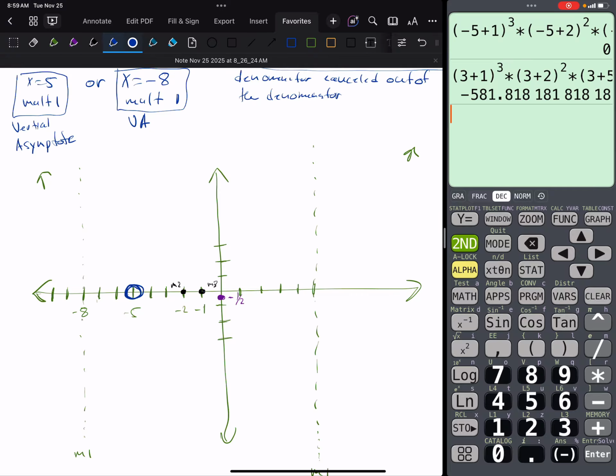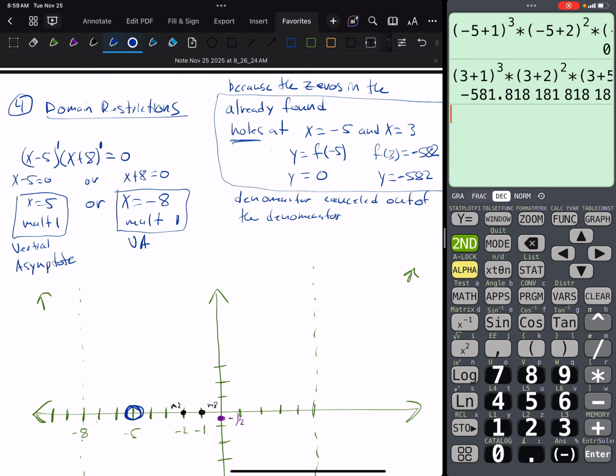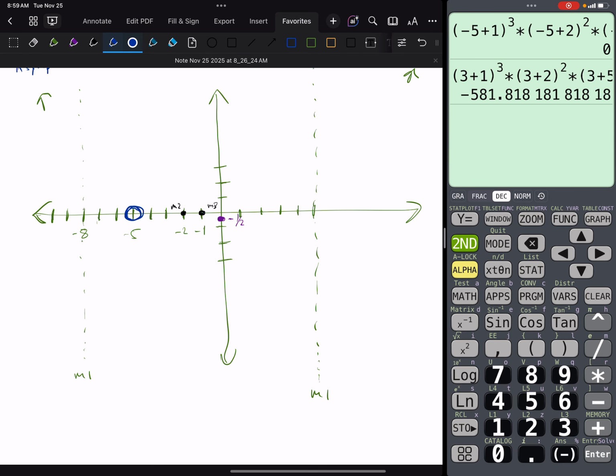So the other hole was at 3, so 1, 2, 3, and then negative 500 and something, right? And so what I'm going to do with that is put a break in my y-axis, and I'm going to put a tick mark down here, and then write negative 582, and then put a hole down there. And now all of the information I've solved for is embedded in this graph. And I just have to figure out how to actually fill in the dots.